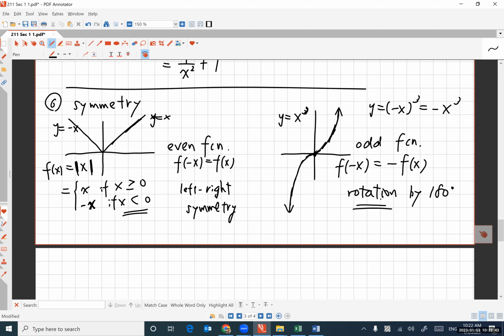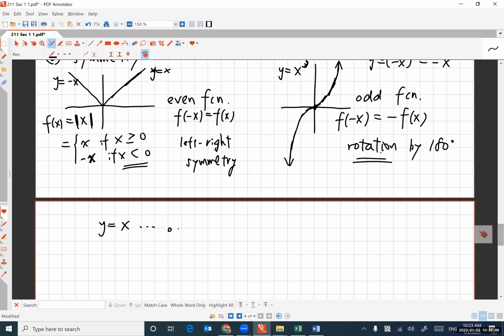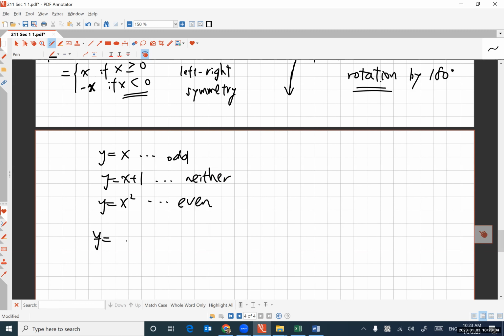If you have y is equal to x, okay, which one is that? It's an odd function, okay? But if you just add 1 to it or something, that's neither. Okay, y is equal to x squared. That's even. But if you do y is equal to x minus 2 squared, for instance, that's neither.